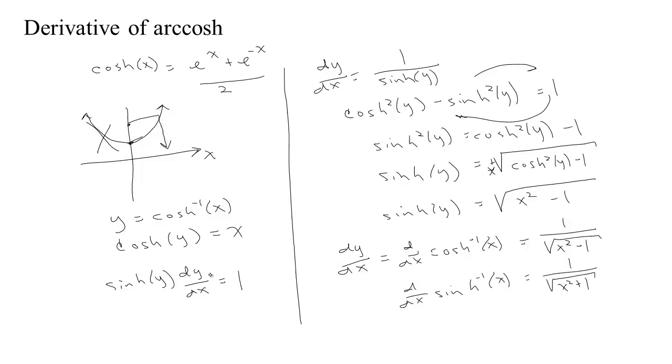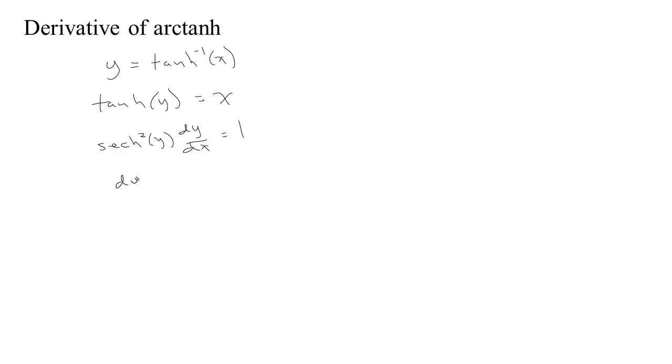Let's do another one. What if we need to find the derivative of the arctan? So let's let y be the arctan of some number x. That would mean that tangent of y is equal to x. So if we take the derivative, we get that the derivative of the tangent is the secant squared. So the secant squared of y times dy dx is equal to 1. So dy dx is equal to 1 over secant squared of y.